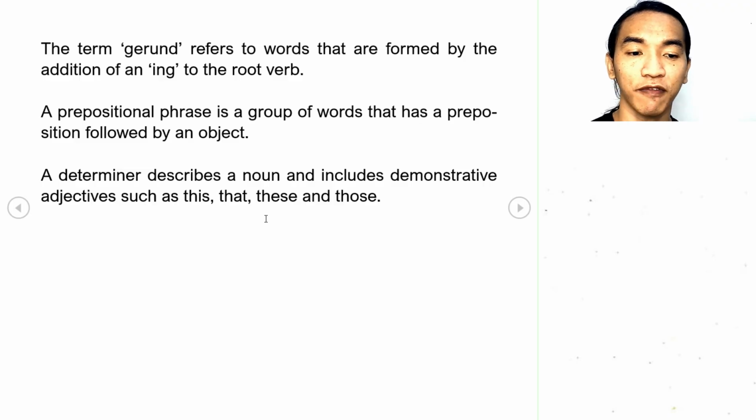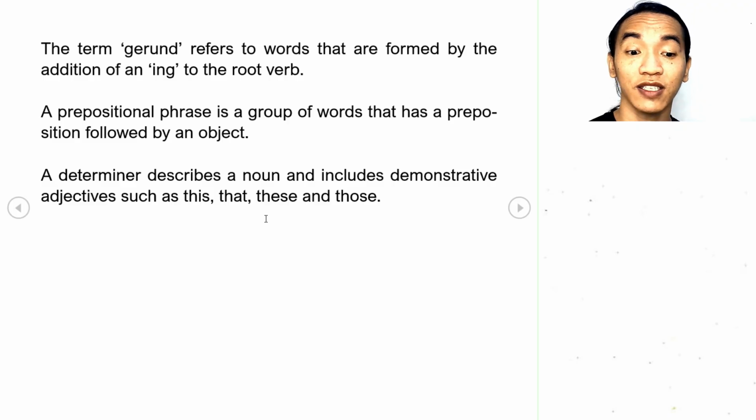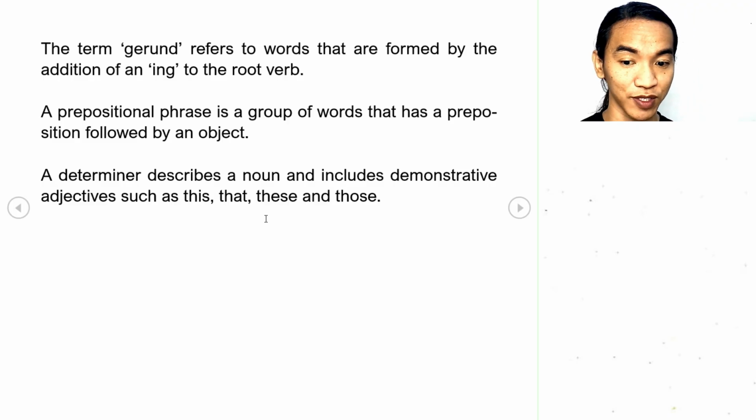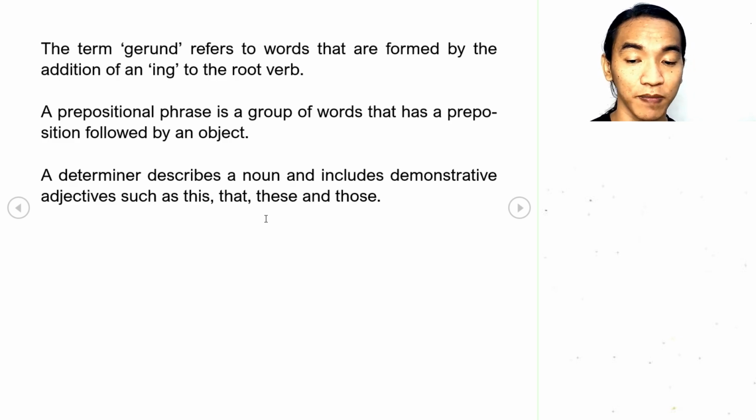A prepositional phrase is a group of words that has a preposition followed by an object, okay? And a determiner describes a noun and includes demonstrative adjectives such as this, that, these, and those, okay? So those are just some of the components of our noun phrases that we have to understand, okay? On our next lesson, we will be having more examples of noun phrases and the different components or noun phrase combinations that we use in different sentences. So for now, these are the things that we have to learn about our noun phrase.